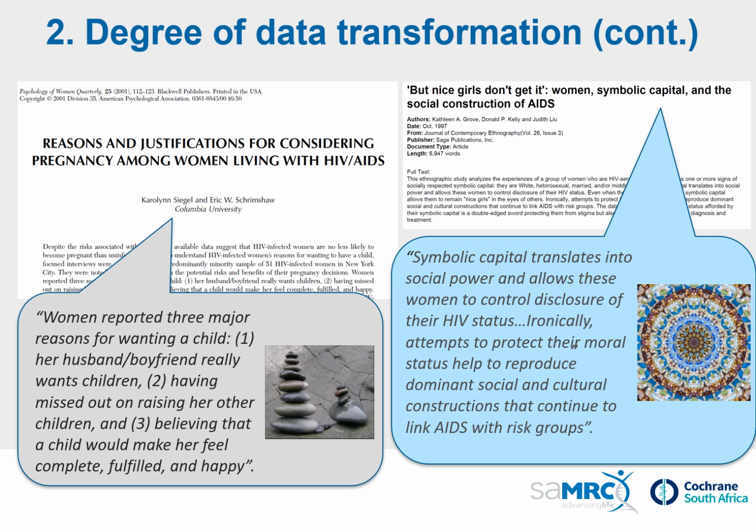In contrast, the study on the right explored experiences of a group of women who are HIV positive and are also white, heterosexual, and middle class. And here a key study finding, again I'm quoting, was: symbolic capital translates into social power and allows these women to control disclosure of their HIV status. Ironically, attempts to protect their moral status help to reproduce dominant social and cultural constructions that continue to link AIDS with risk groups.